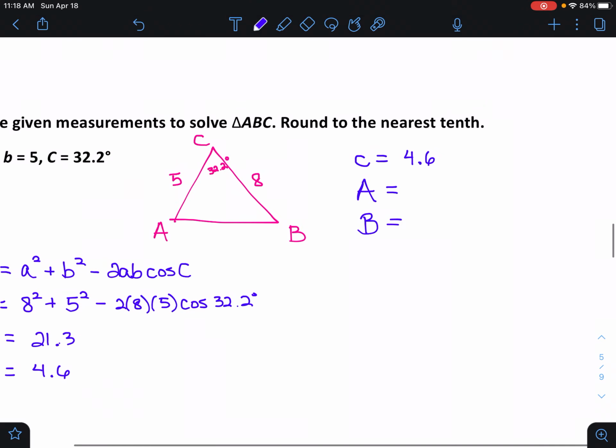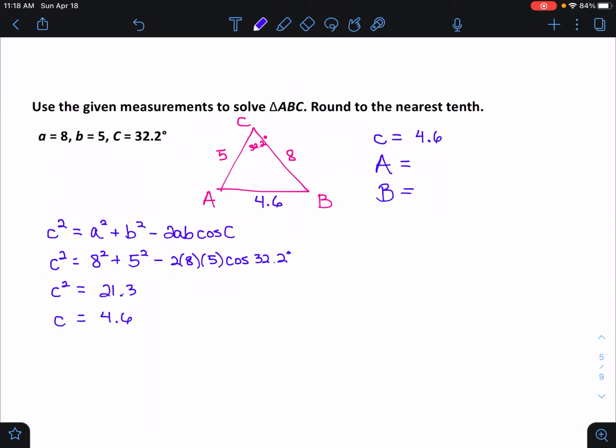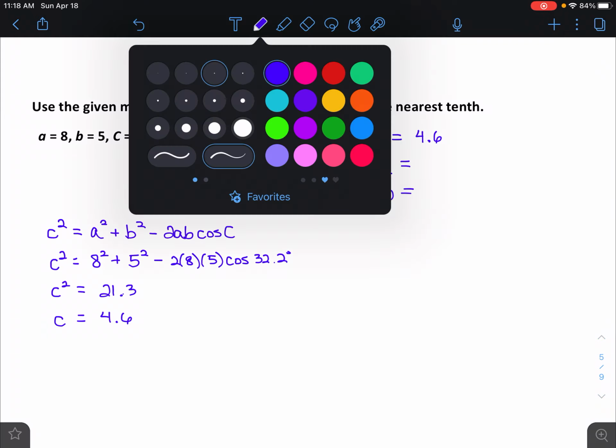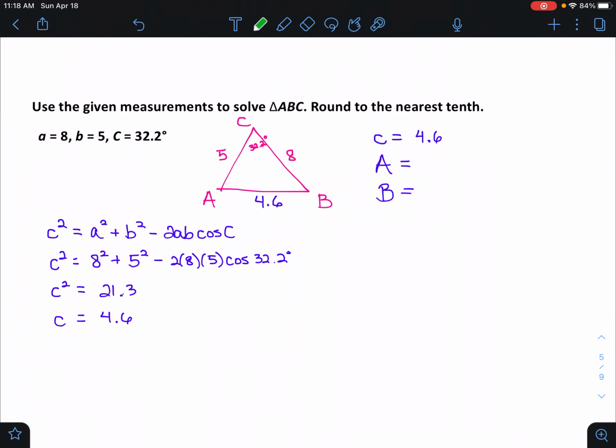Now it might be helpful to also put it on my triangle so I know what I have. Now notice I have side C and angle C, so now I can use the law of sines to find my angles. You can use the law of cosines to do that, but it's just more work. So I'm going to use the law of sines now to find these other angles, or at least one angle. I think I'm going to do angle A.